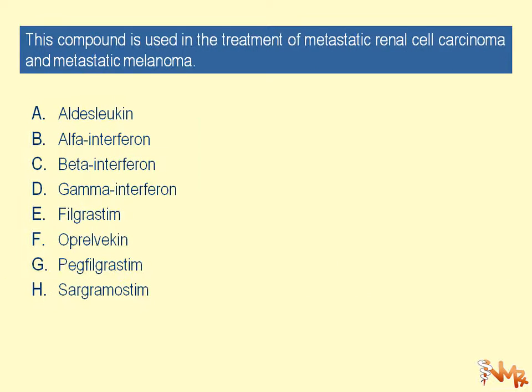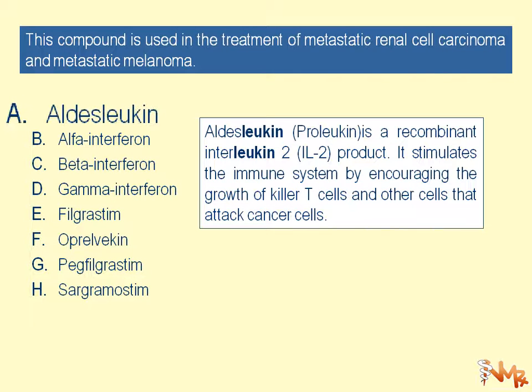This compound is used for treatment of metastatic renal cell cancers and metastatic melanoma. Who is this one? This is aldesleukin or Proleukin, which is a recombinant interleukin 2 product. It stimulates the immune system by encouraging the growth of killer T cells and other cells that attack cancer cells.